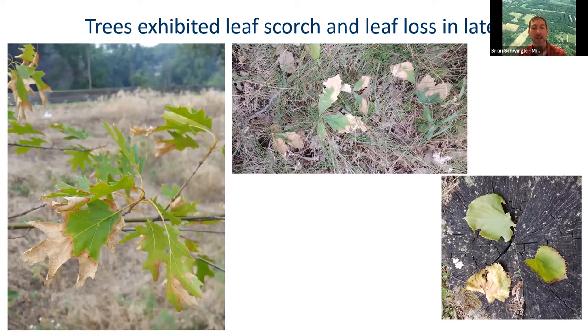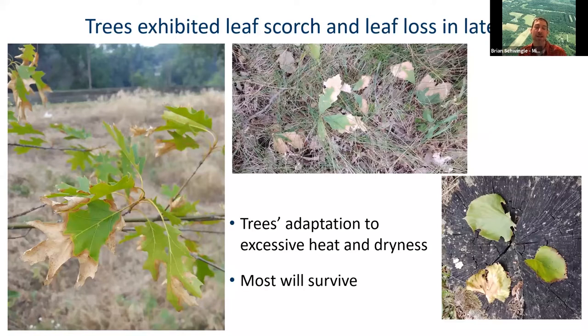And reading the old reports from 1988, this happened in 1988 too, after an extremely hot spell in late July or early August. So I attribute this, a broadleaf losing its leaves, to an adaptation to losing moisture. They're able to use less moisture if they have less leaf area. And if we use history as a lesson, most of these trees will survive.